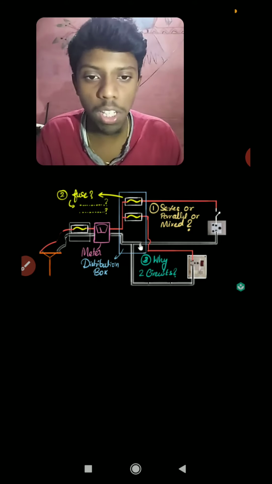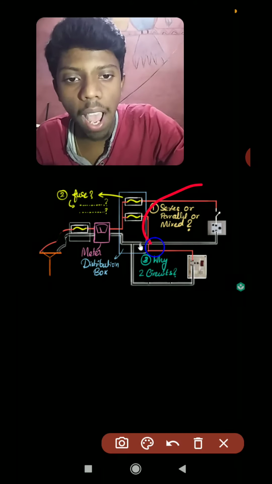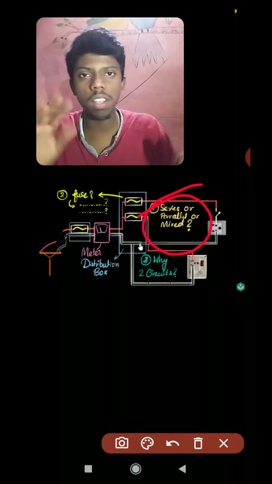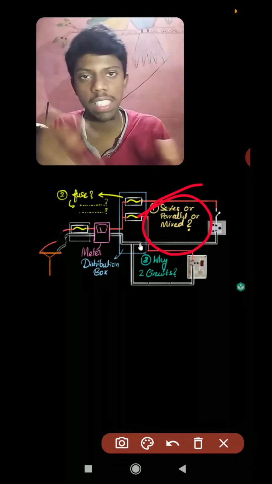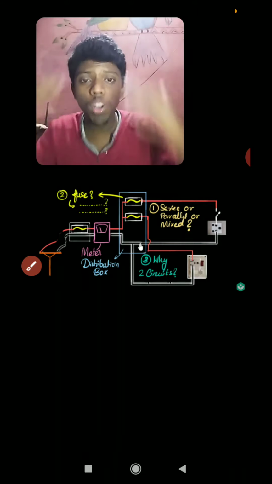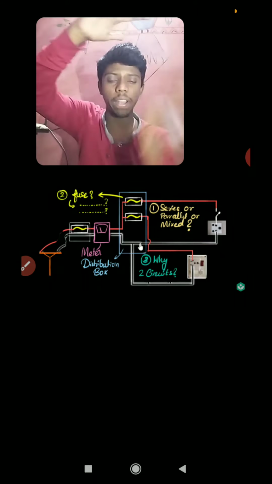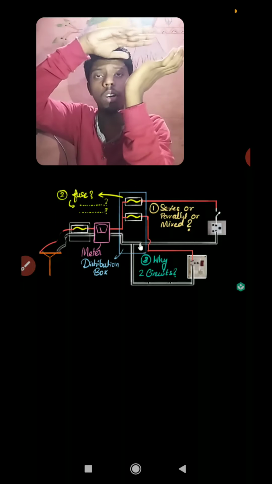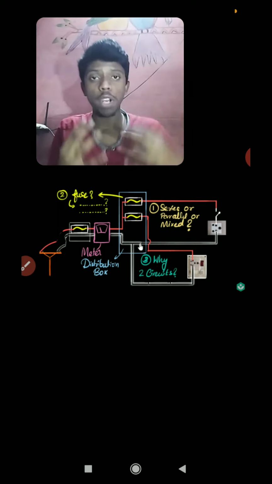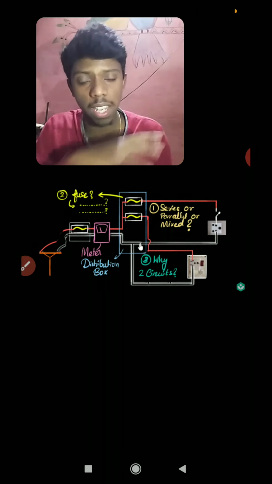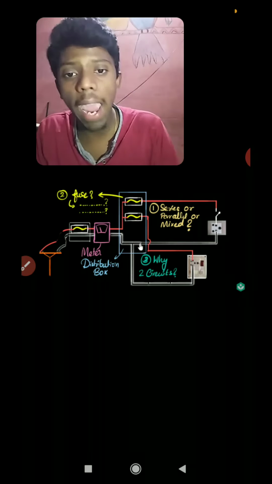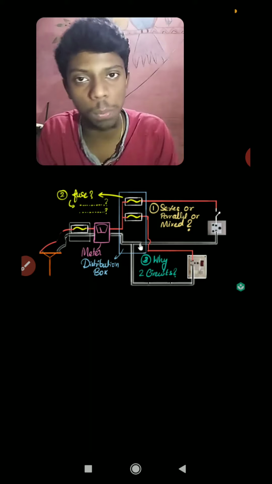Now again I have three questions for you. Are all the switches connected in series, in parallel, or mixed, meaning two circuits in series and the rest in parallel? Let me know in the comment section. Second question: why are there two different circuits? Why can't all the circuits be connected in one? Why are sockets with fewer holes kept separately, and sockets with more holes kept in a separate circuit? Why is there such a difference? Let me know in the comment section. And what are the two main properties of a fuse? Please let me know that too in the comment section.